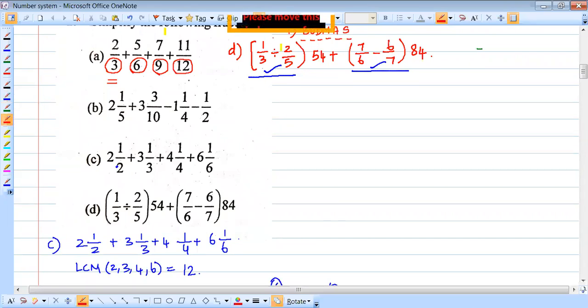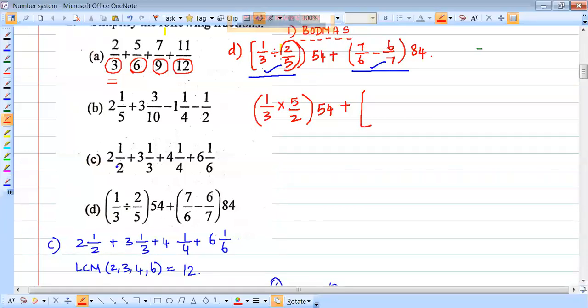Now 1 by 3 divided by 2 by 5. Can we write 1 by 3 into 5 by 2 into 54 plus, see, hope you understood. If it is in the division form, if you take the reciprocal of this number, it becomes 5 by 2. Got the point? So if it is in the division symbol, if you take the reciprocal of this number, this division symbol will change into multiplication symbol.